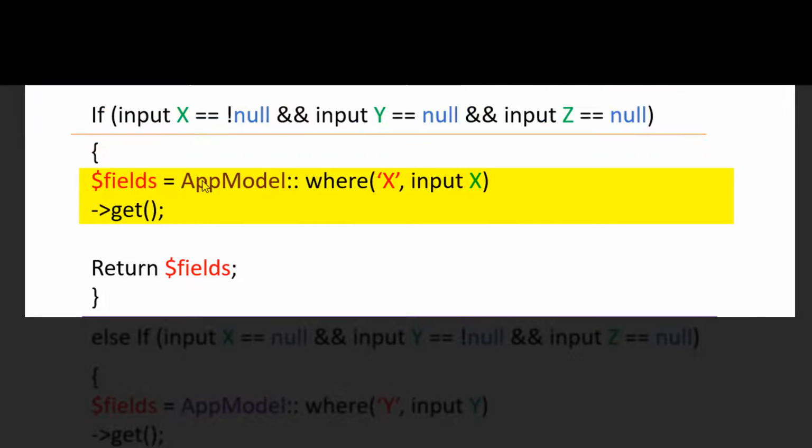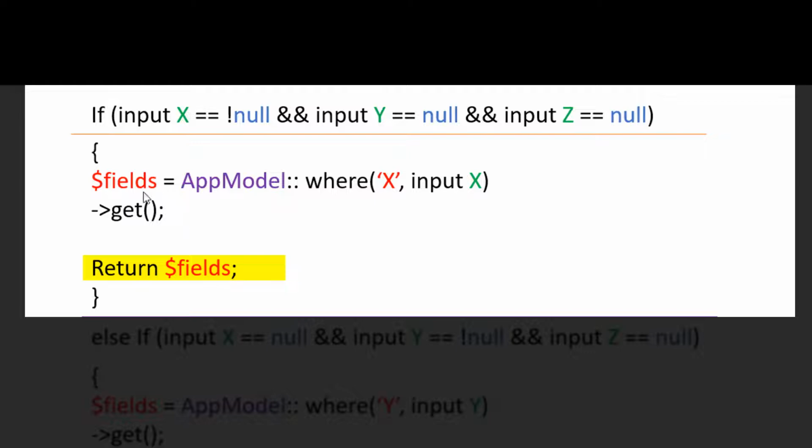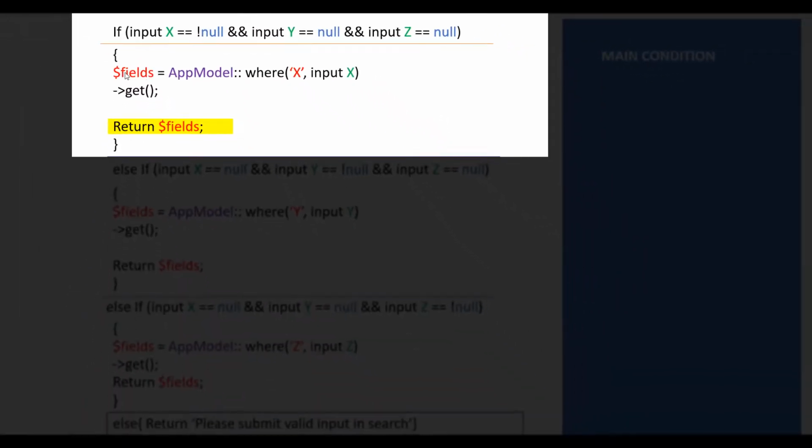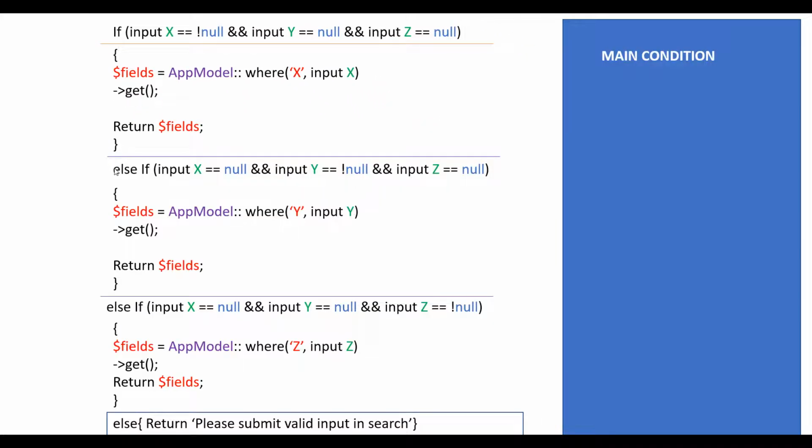You search into your model where X, because we're looking for only X that is not empty, when the search is submitted. So where X, and then you get the X, and then you return the field. So the field will be the results from X. And then else if X is null but Y is not null, like Y is not empty and Z is null, then you're looking for Y.